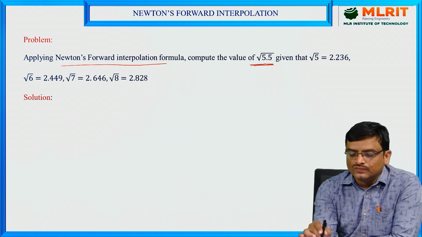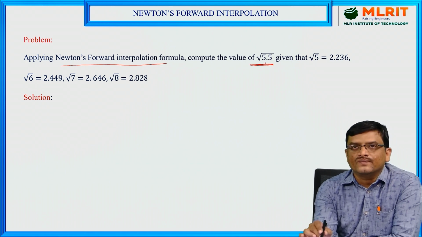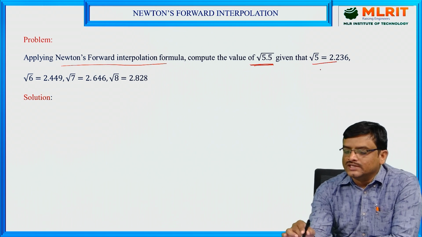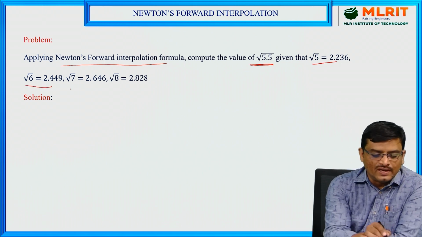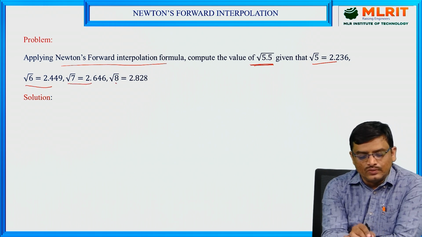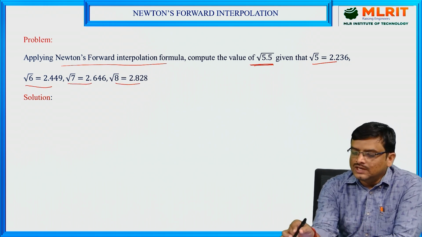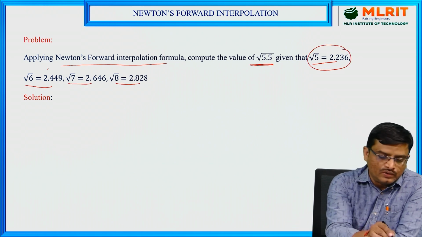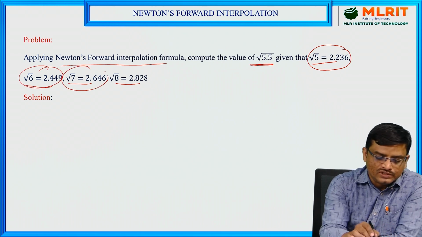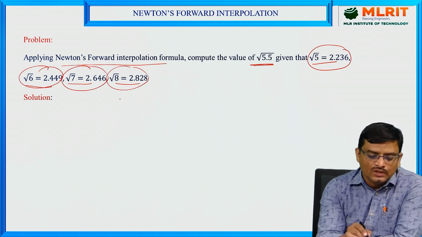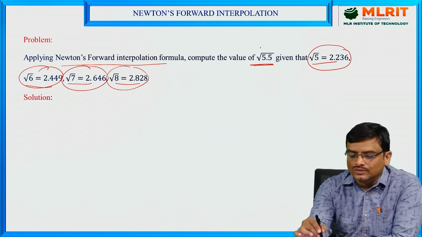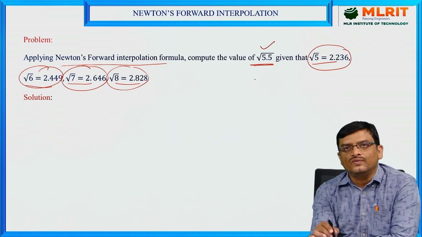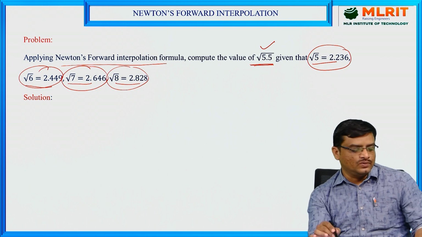In order to find out root over 5.5, he has given some data. He has given root 5 is equal to something, root 6, root 7, and root 8 values. Now this is the data given in the problem. We have to use these values, and by using this data we have to get the value of root over 5.5 using Newton's forward interpolation.